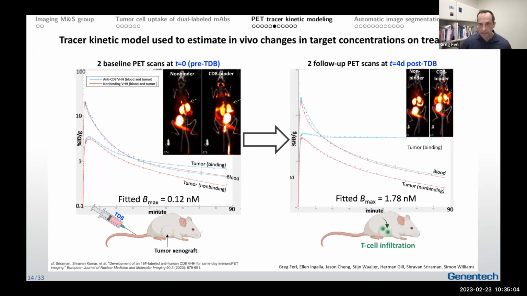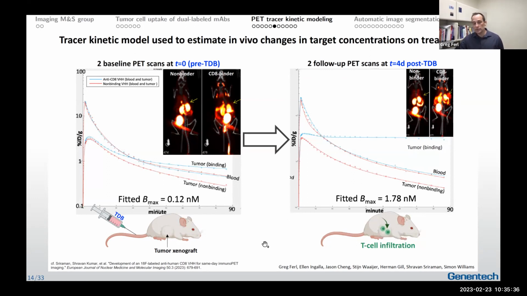And we wait 4 days, then scan the animal again. Again, we do these more or less back-to-back scans of the non-binding control and then the CD8 binder. And so you can see the blood curves lie right on top of each other. The non-binding control in red looks very similar to the tumor uptake curve prior to treatment with the TDB. But since in those 4 days you've had significant T-cell infiltration, you get very high uptake in tumor binding.